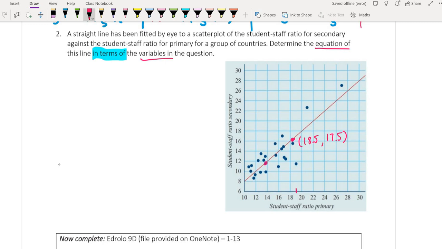And pick another point on the line, this one here. It's not quite 14 on the x value, but more than 13. So 13.5. And for the y value, it's just below 12, so maybe 11.5. So we're estimating a little bit, but these values are fairly close to the real values.